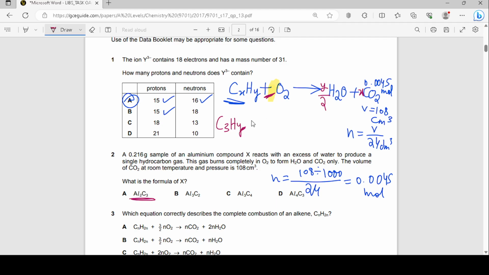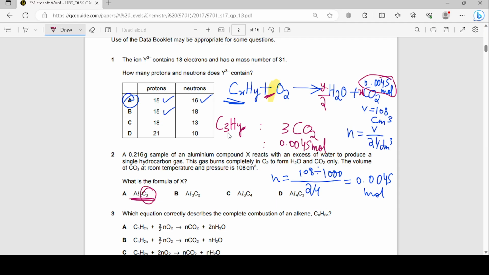But C3Hy, right? Because you have three carbon atoms in Al2C3. So you have C3Hy and you would have three CO2 here, right? And basically your x is 3. So if you have 3 CO2, obviously we already know this. This is information that we already know, that is 0.0045 moles of carbon dioxide. So if you have 0.0045 moles of carbon dioxide, that means how many moles of this hydrocarbon do you have? CxHy, right? C3Hy, I mean.